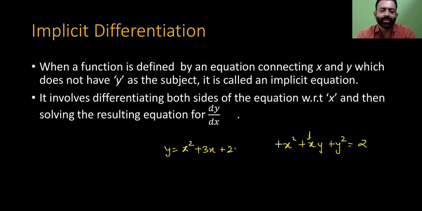So how to differentiate this implicit function, we are going to study in this lecture. It involves differentiating both the sides of the equation with respect to x and then solving the resulting equation for dy by dx. So let us take this example: x square plus xy plus y square is equal to, let us say, 6x. So differentiate both the sides of the equation with respect to x.